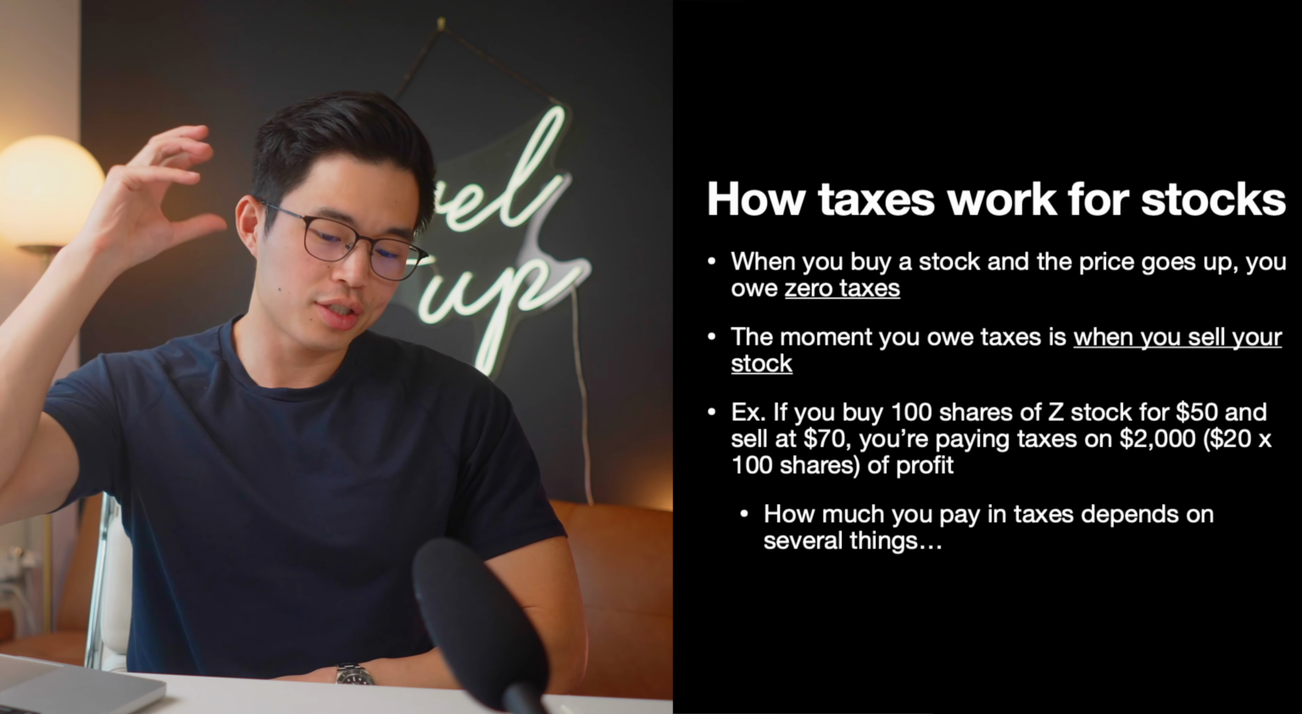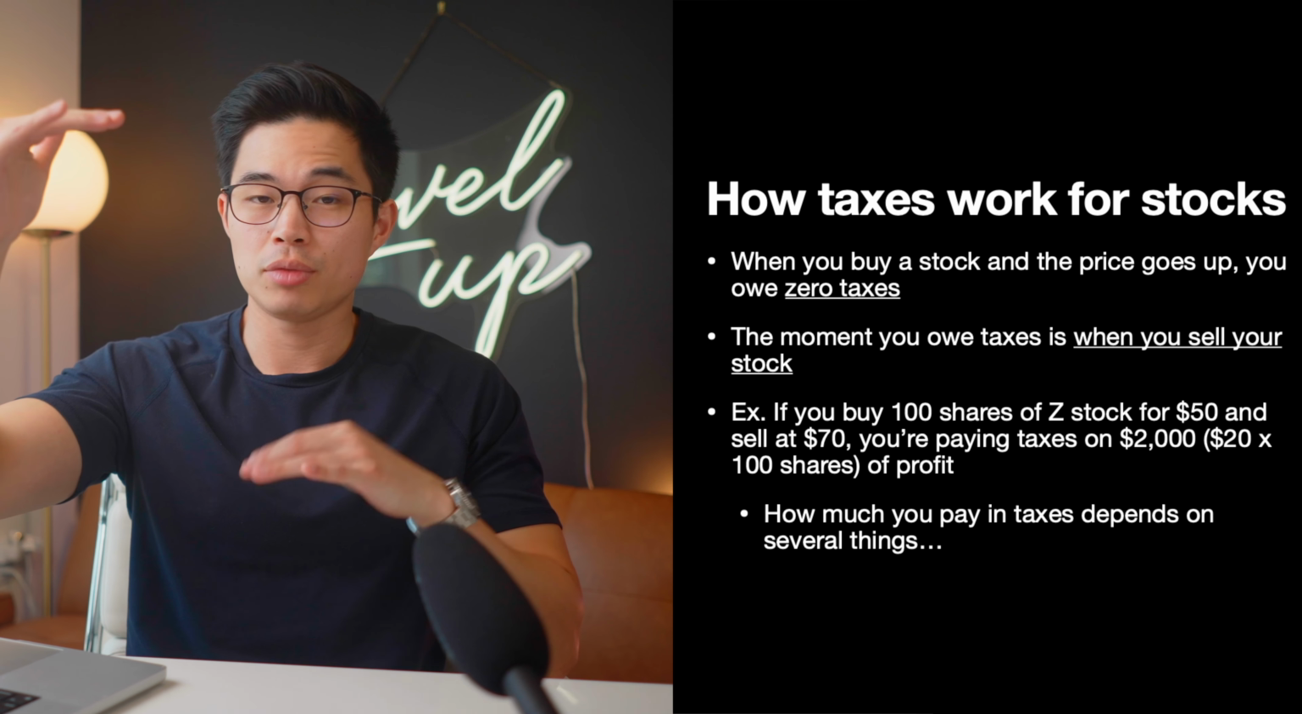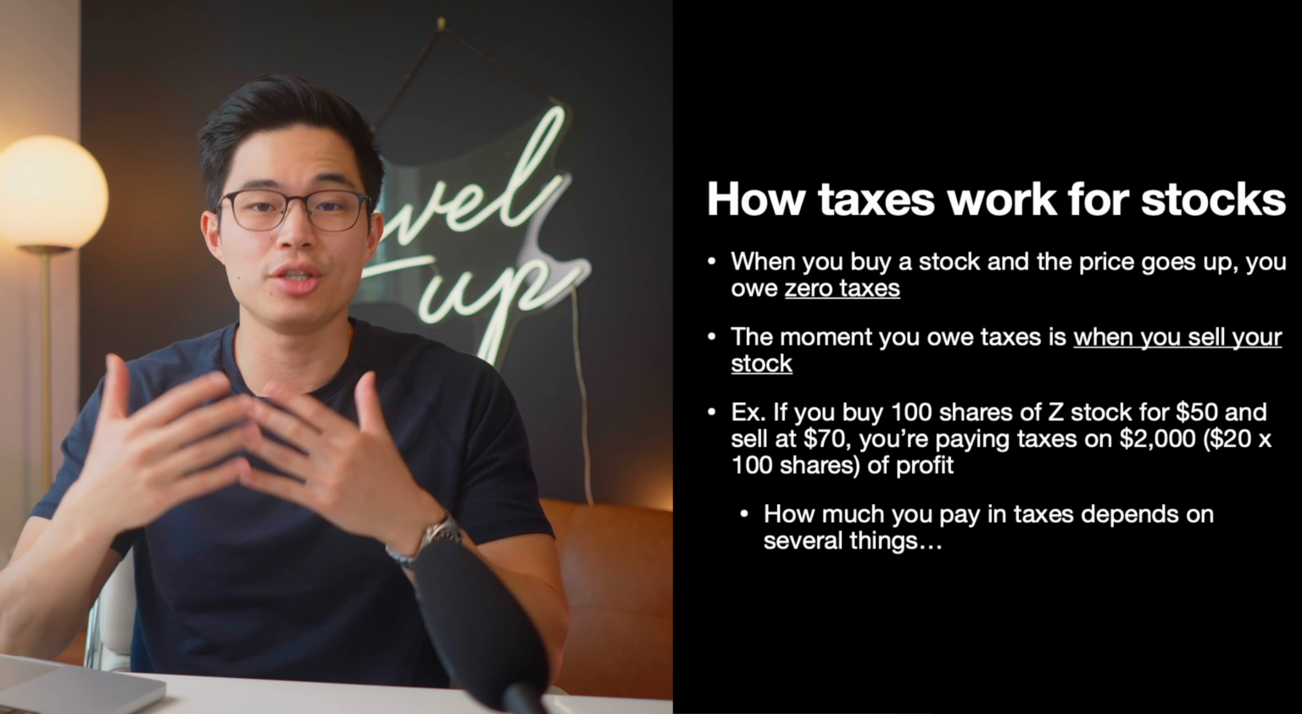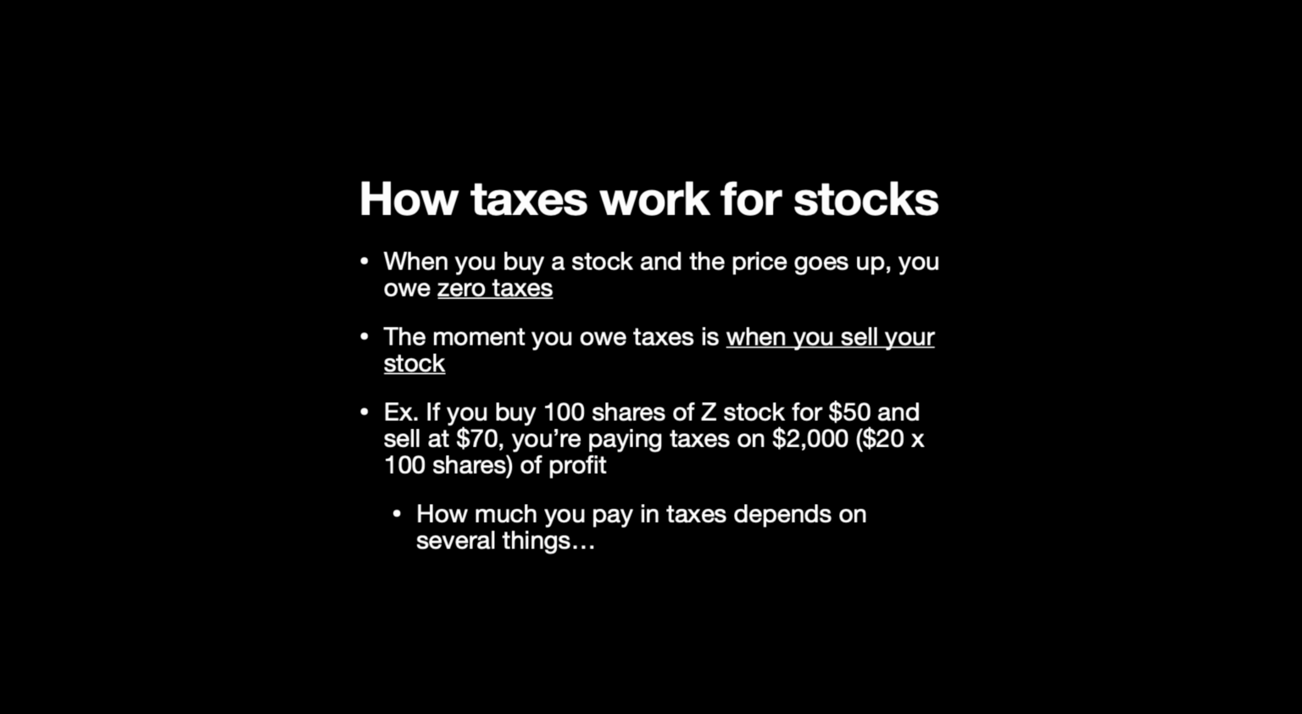So if you buy a stock and the price of it goes up, you don't owe any taxes unless you sell. So for example, let's say you buy 100 shares of Z stock for $50 and then you sell it at $70, right? So we have a profit of $20 per share. In this case, you're basically going to be paying taxes on $2,000 of profit because we have our $20 of profit per share multiplied by 100 shares that you own.